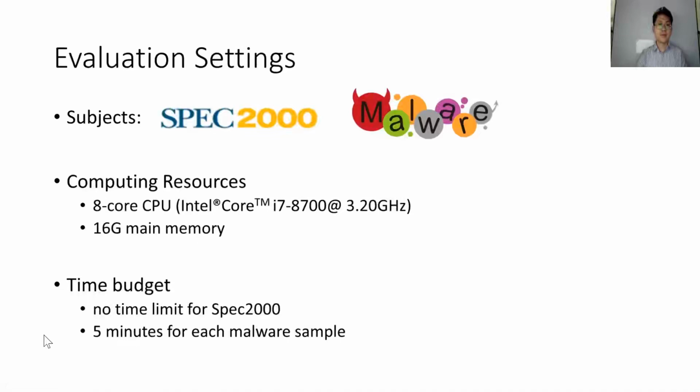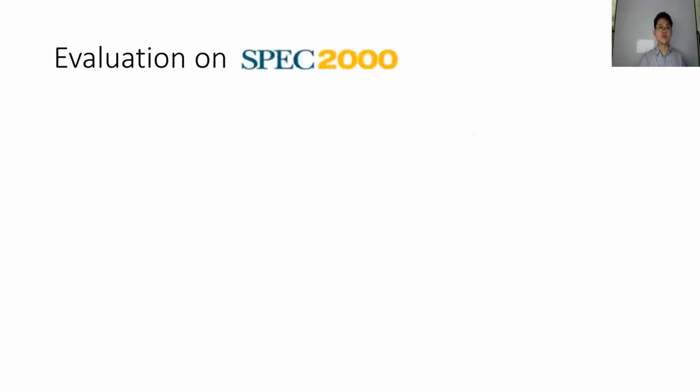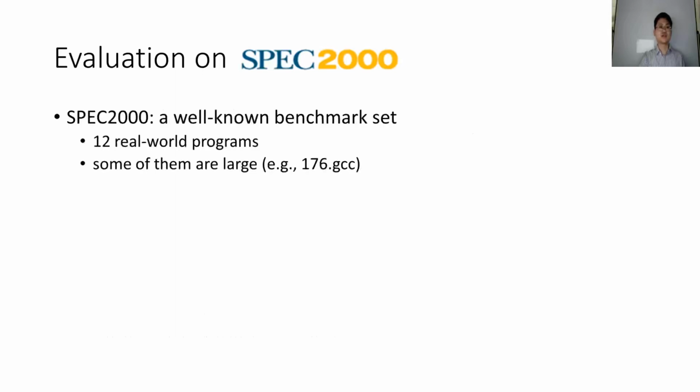We evaluate PMP with the SPEC 2000 benchmark set as well as a set of malware samples on a desktop computer. We run SPEC 2000 without time limit and set 5 minutes timeout for each malware sample. The first set of experiments is to evaluate PMP with the SPEC 2000 benchmark set. SPEC 2000 contains 12 real-world programs. Some of them are large, such as GCC.